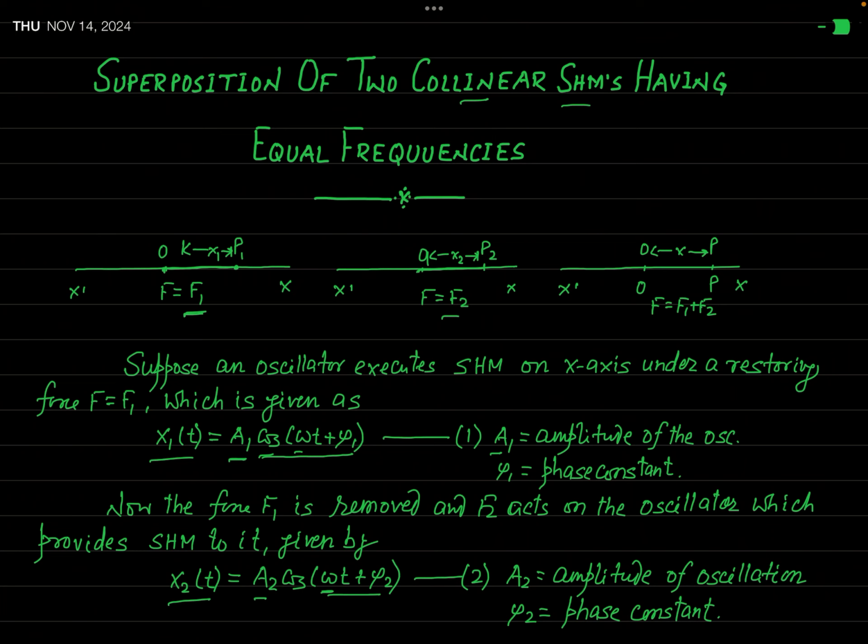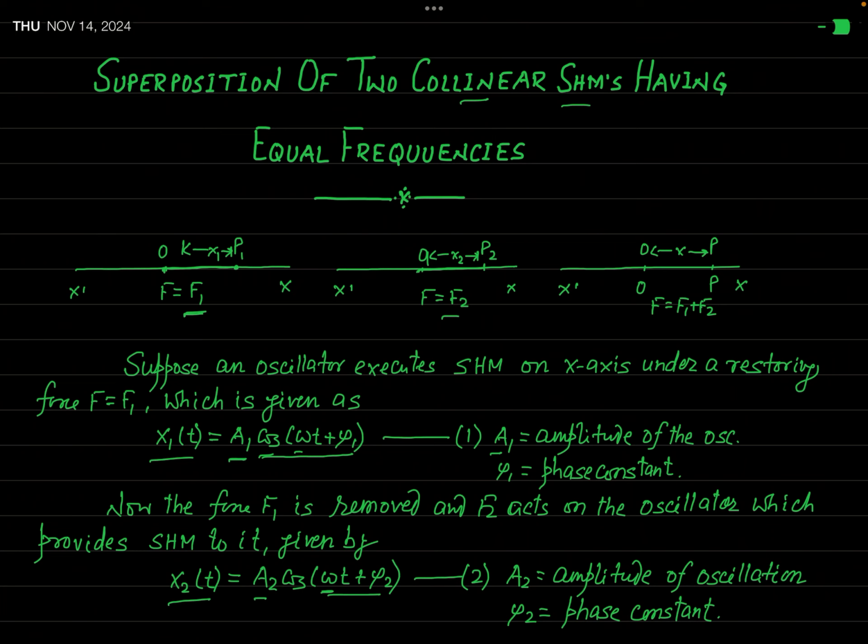And you can see that I have considered the angular frequency of this second SHM as omega as well. So as I told you earlier, in this problem we will see the superposition of two simple harmonic motions whose frequencies are equal. Although their amplitudes will be different and phase constants will be different, the frequencies are the same.